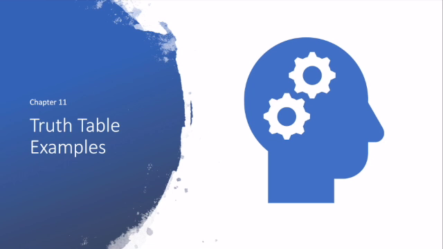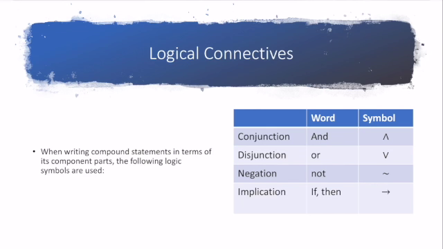Just a quick refresher, in case you skipped the other videos or it's been a few days, we join statements with logical connectives. And that's how we write compound statements. So we've got four right here, but there's two more. So we've got and, or, not, and if then. And those are represented with these symbols right here.